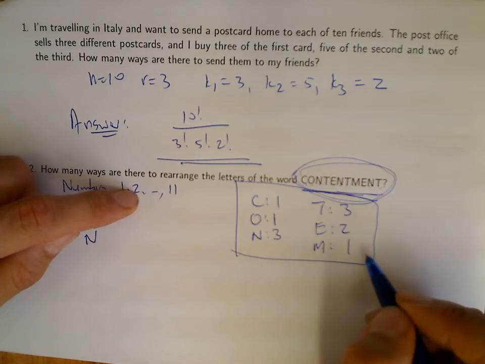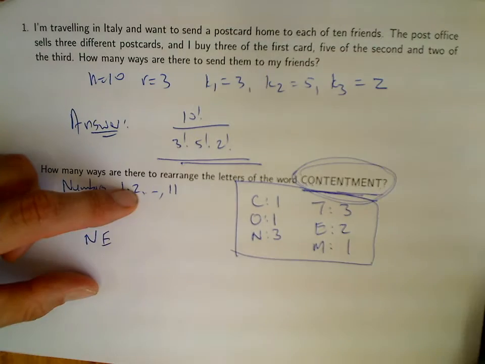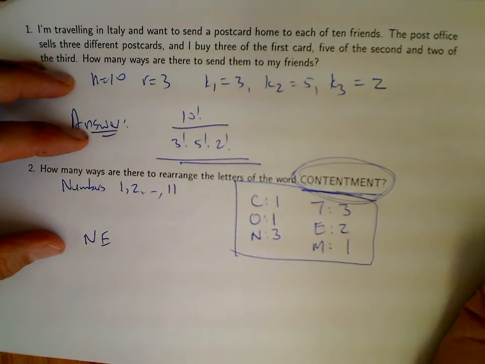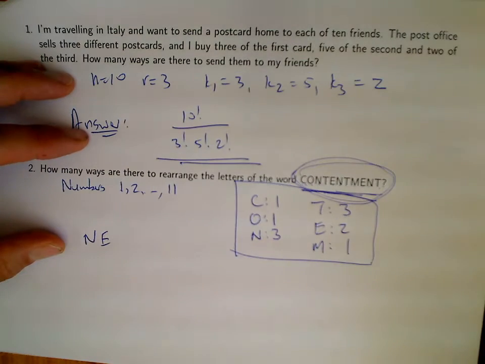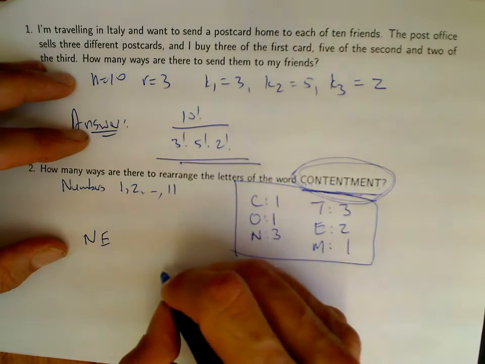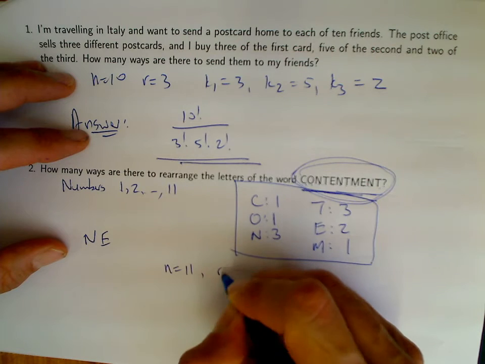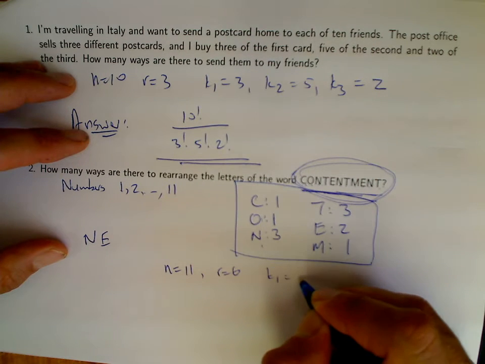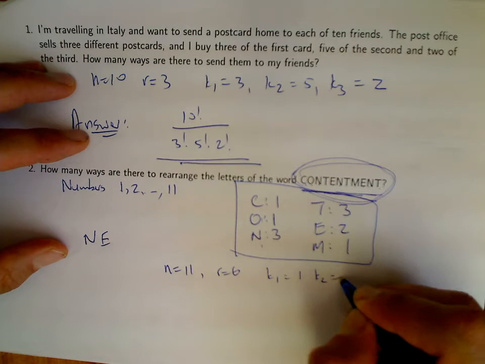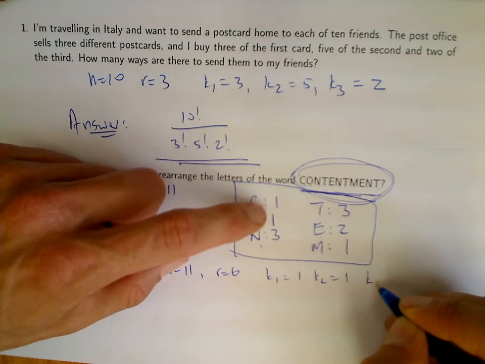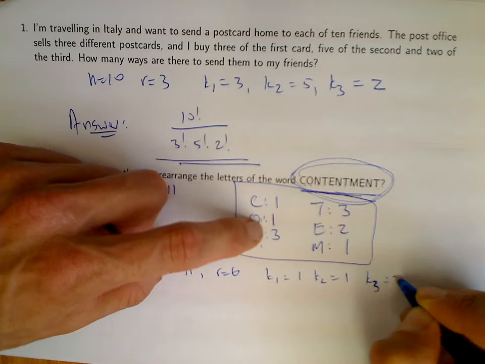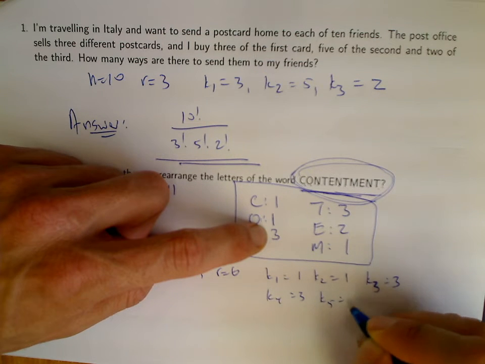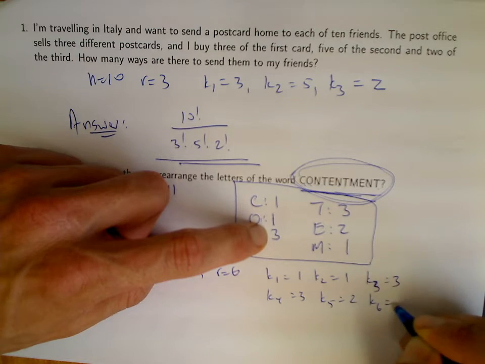If I then classify 2 as E, that's going to be my second letter. If I classify, and so on. So that's how we turn this into a classification problem. Okay, so here our N is equal to 11, R is equal to 6 because I've got 6 different types of letters. K1 is 1, K2 is also 1, K3 is 3, K4 is also 3, K5 is 2, and K6 is 1.